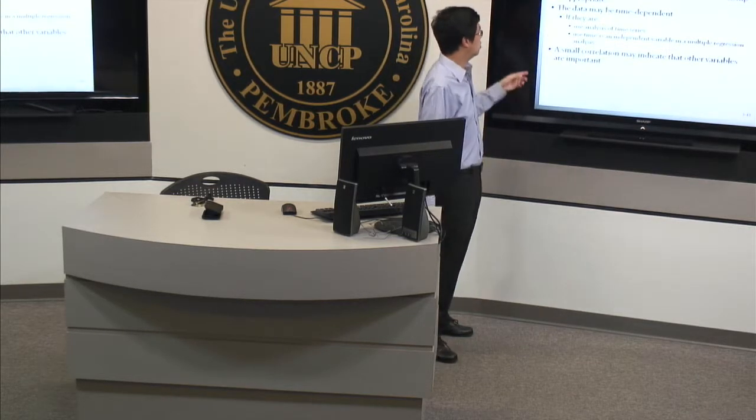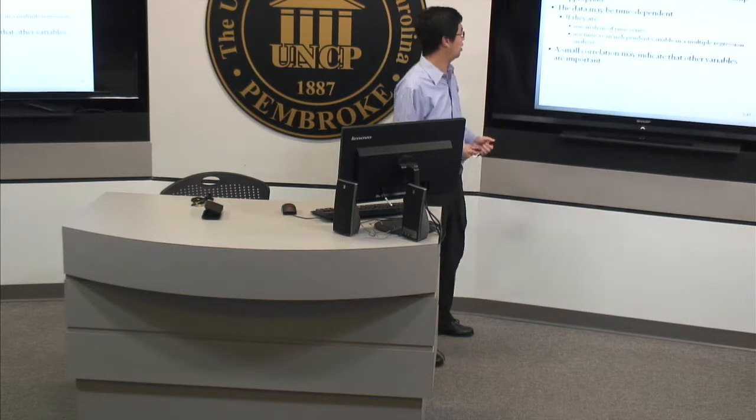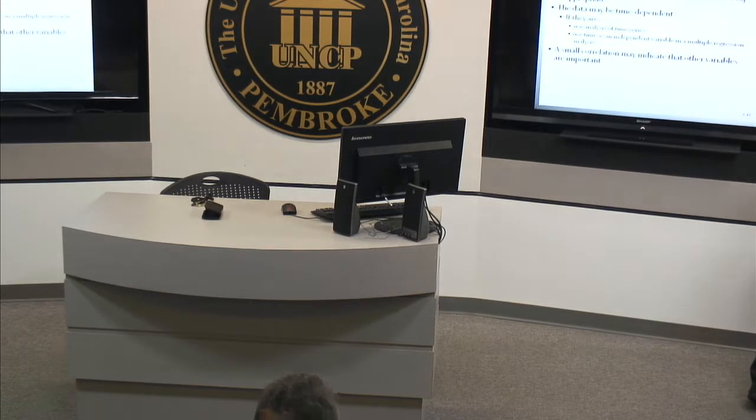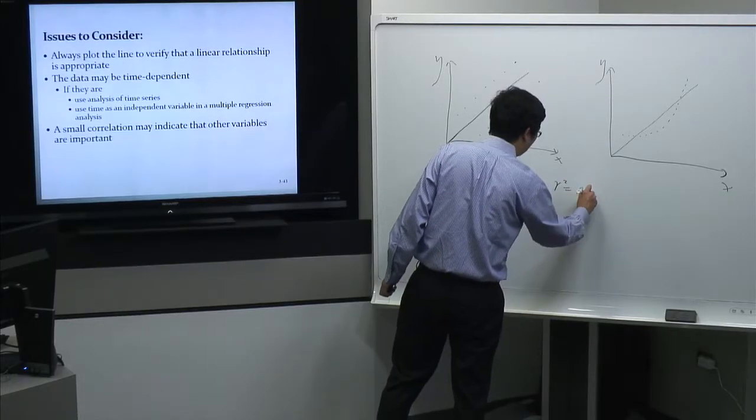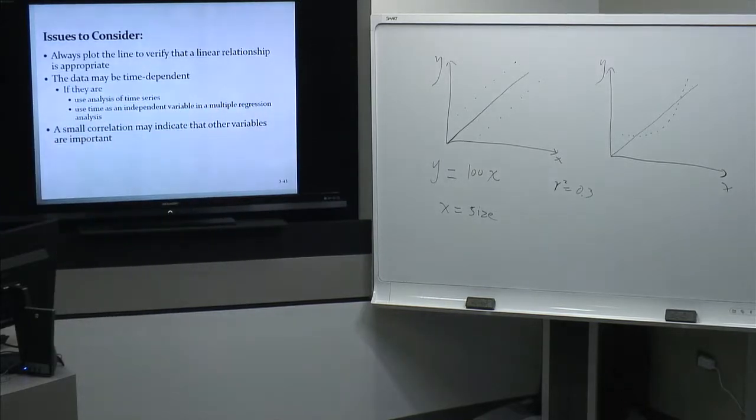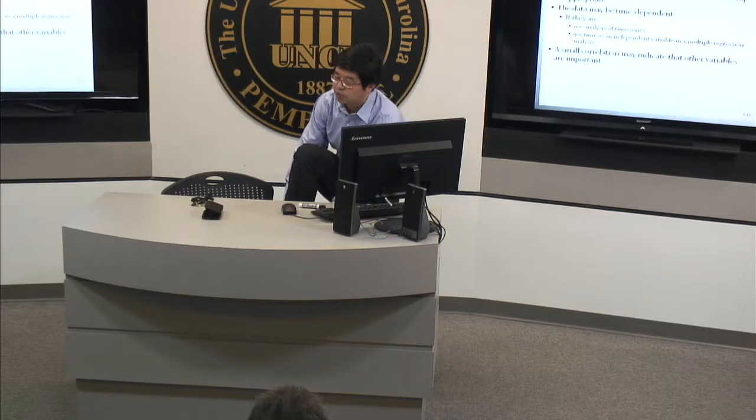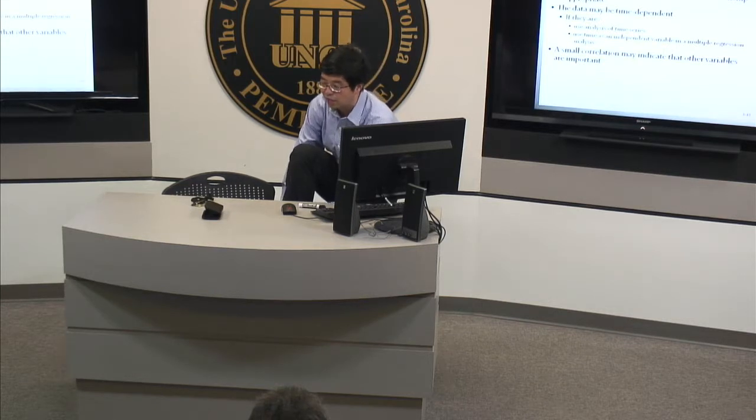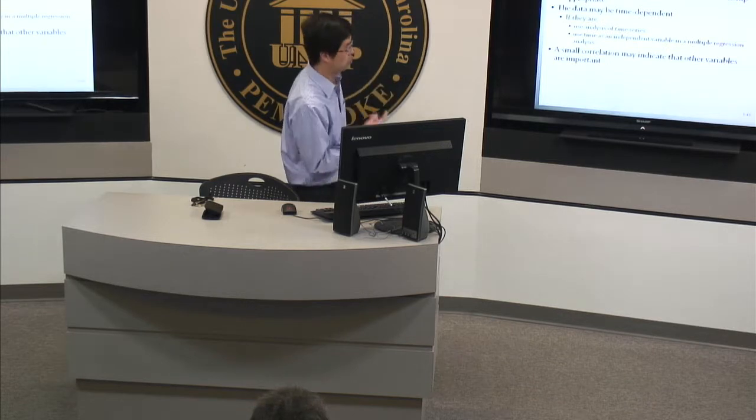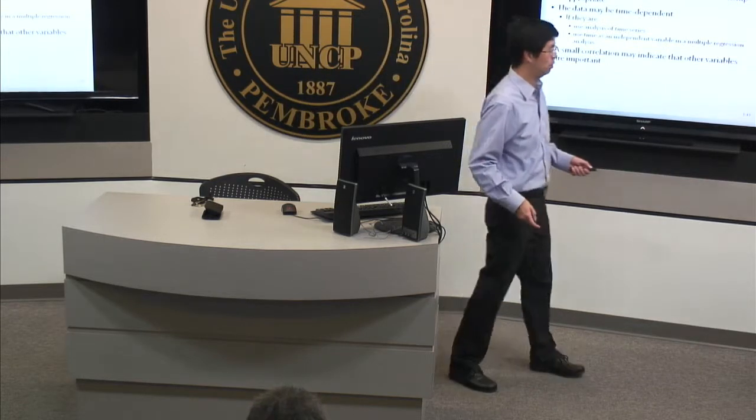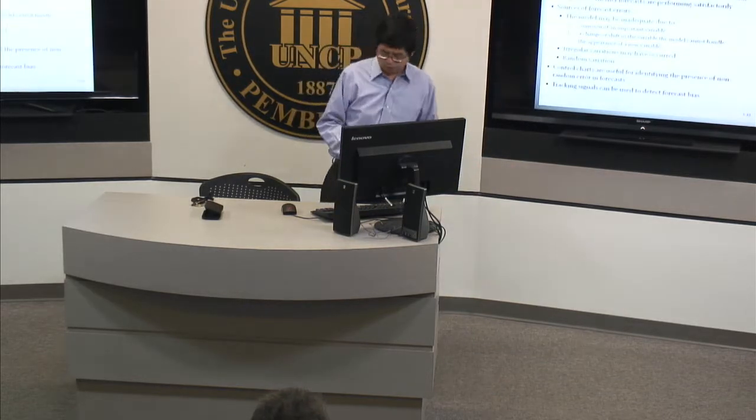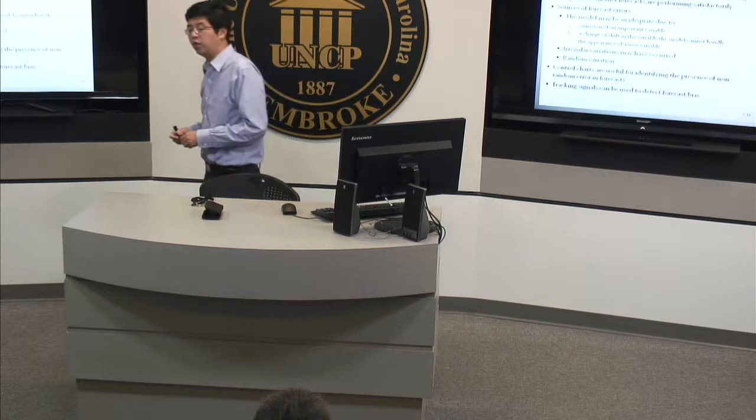Right? A small correlation may indicate that other variables are important, which means, okay, if you have R squared that's very small, let's say R squared is 0.3. Okay, you build this model, but R squared is pretty small. Then you may wonder, maybe I missed some important factor beyond the property size, like for example, number of bedrooms, number of bathrooms. So you want to add those to improve this R squared. It's too small. Okay, that's the end of simple regression model.